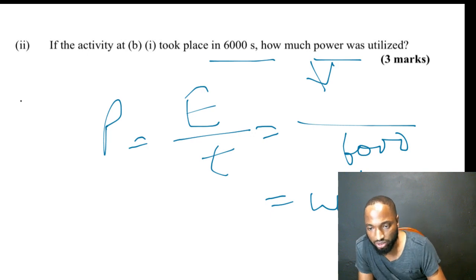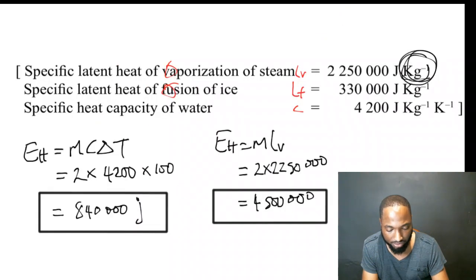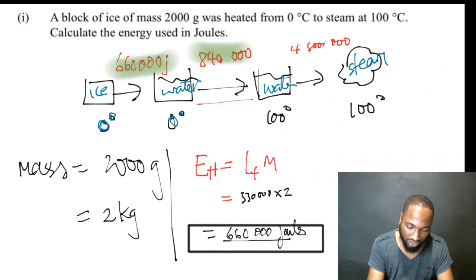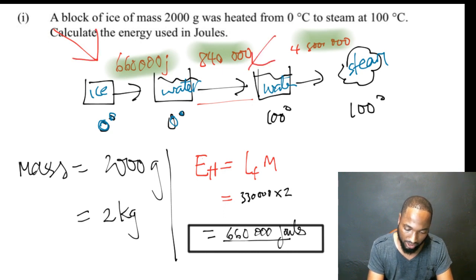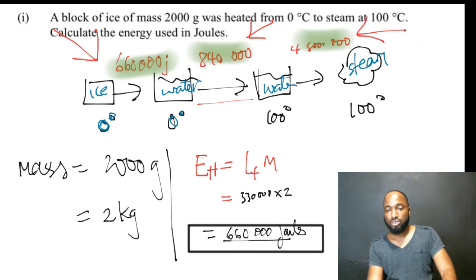And people gain 1,000 watts. But I don't know why they're saying 3 marks for this. These are 2 mark questions. Somebody asks what you're adding up again. This is where you're adding these values. So this was the heat of fusion. This was the heat to raise the temperature from 0 degrees to 100. And this was the heat of vaporization.